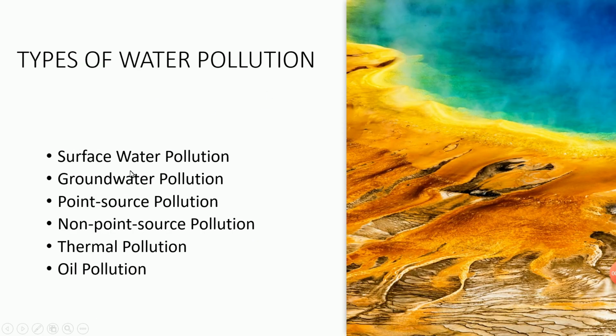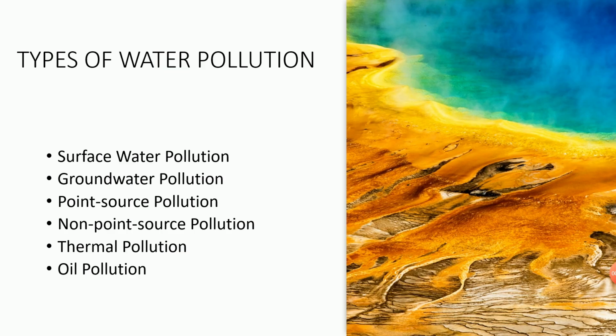So types of water pollution: surface water pollution, groundwater pollution, point source pollution, non-point source pollution, thermal pollution, oil pollution. Surface water pollution means if we are dumping our waste into the river or littering, that is putting dustbin waste and all in the water areas. That is surface water pollution. Groundwater pollution is due to continuous drilling and similar activities, the emission of methane and other such chemicals as well as fertilizers, so the groundwater gets affected.